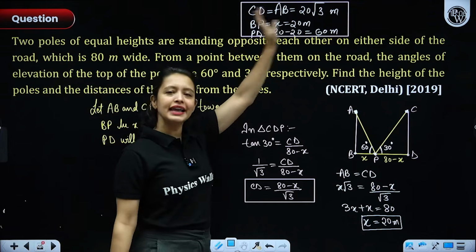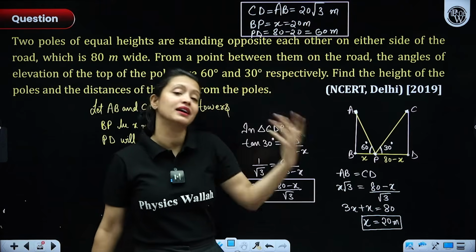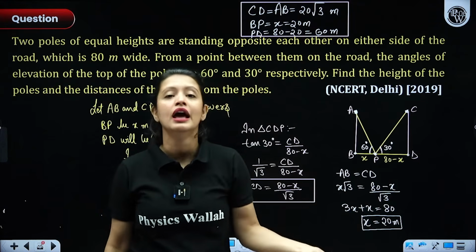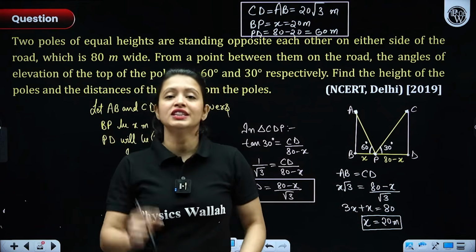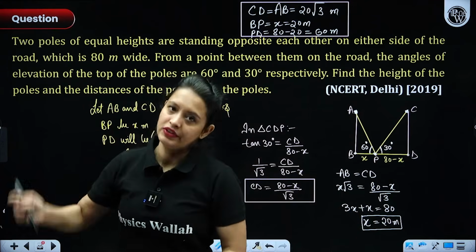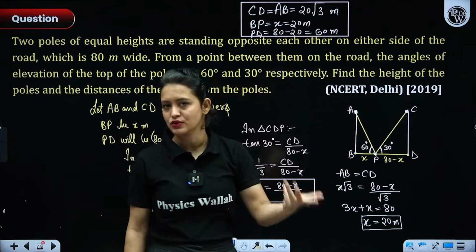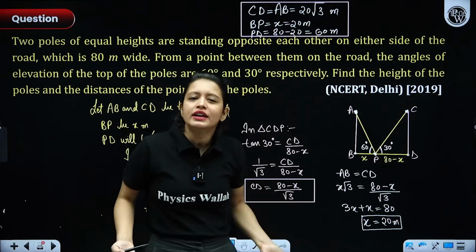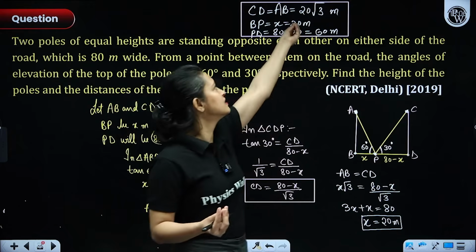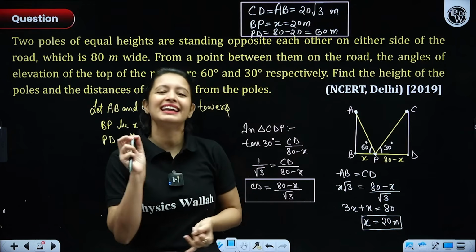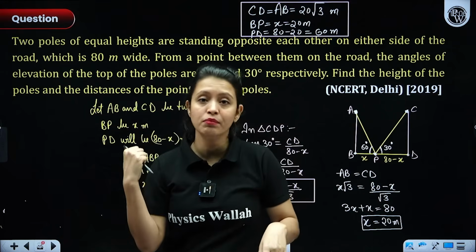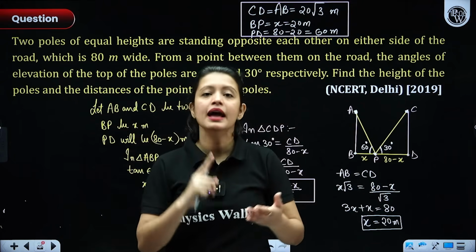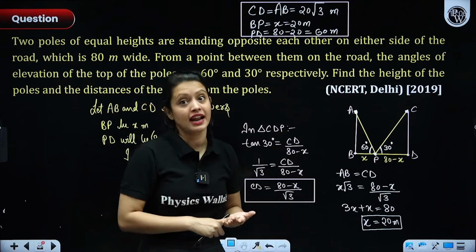Ma'am, should I leave root 3 as it is or should I plug in the value of root 3 as 1.73? So beta, that depends on your question. If it is given in your question that use root 3 as 1.73, then plug in the value of root 3 as 1.73. And if it is not given, then you can leave your answer like this. But make sure that if the root is in the denominator, then you rationalize your answer. So we'll come to questions like that also. But make sure that you rationalize the denominator.